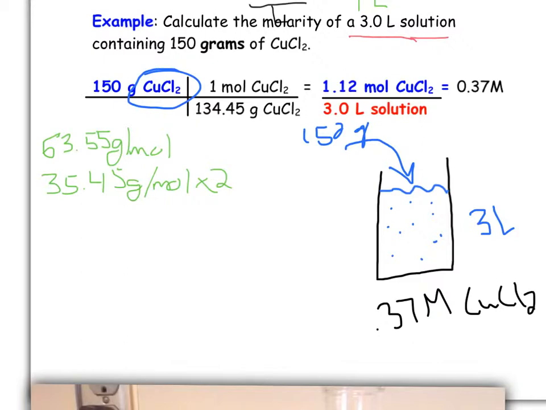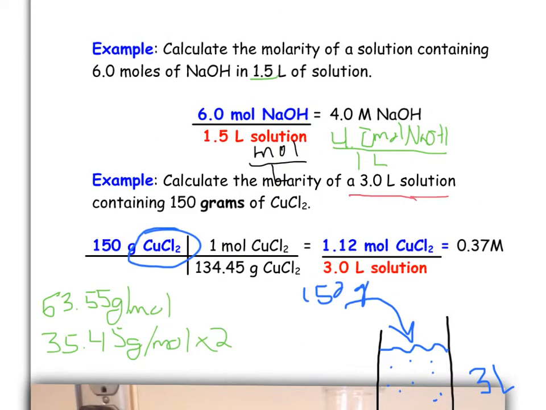And please notice our sig figs in both of these answers that we did. We have 2 sig figs here because 150 is 2 sig figs as well as 3.0 liters. So that problem only has 2 sig figs. And in this problem, we also only have 2 sig figs, 6.0, 1.5, so our answer is 4.0 molarity NaOH.